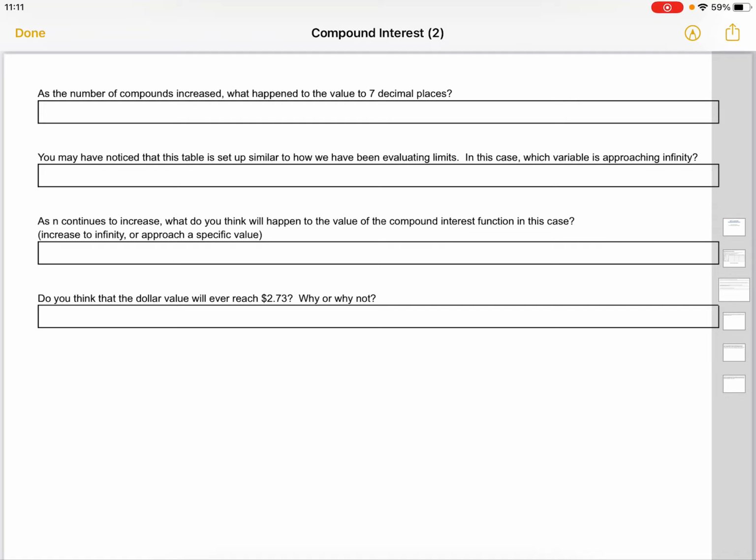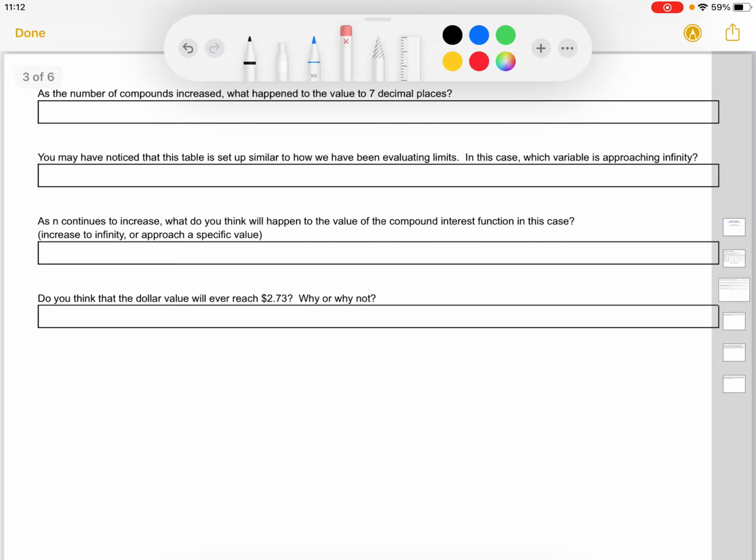So for the first reflection question, I asked, as the number of compounds increased, what happened to the value to 7 decimal places? So not necessarily the dollar value that you ended up with, but the value of the total to 7 decimal places. And what you should have been able to see from the video was that as you were increasing the number of compounds, that value to n decimal places was increasing.